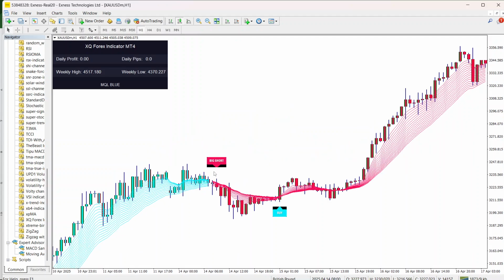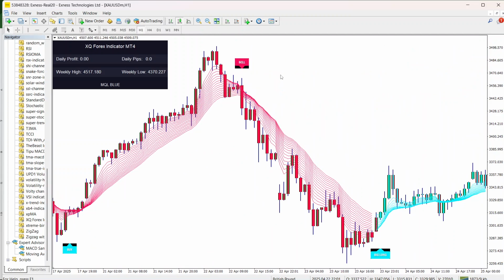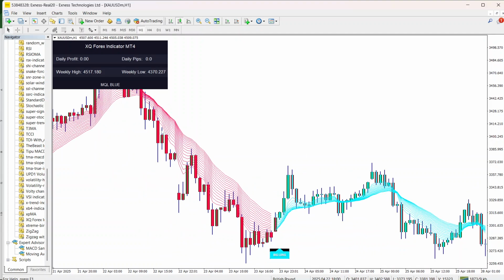As you can see on the chart here, it highlighted this point as a buy and here as a sell. It also has a panel to the side showing the daily profits, daily pips, and the weekly high and low.